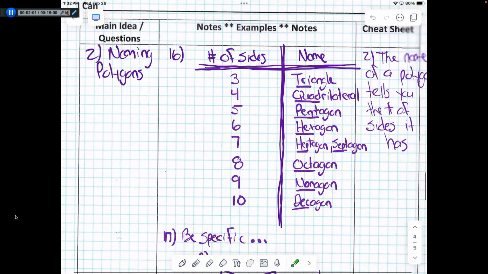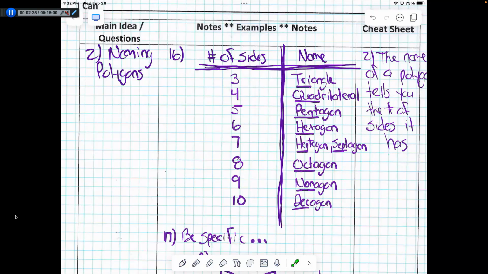All right. If a shape has 3 sides, what do we call that? Triangle. What does tri mean? 3. If a shape has 4 sides, what do we call that? Quadrilateral. What does quad mean? 4. If a shape has 8 sides, what do we call that? Octagon. What does oct mean? 8. So the name of a polygon oftentimes will tell you the number of sides it has.